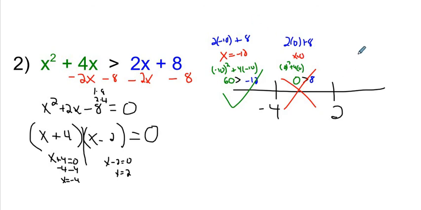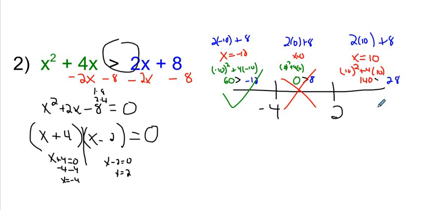Again, big surprise, I'm going to pick 10. It's just an easy number to work with. So we have 10 squared, and then plus 4 times 10. That's going to give us 100 plus 40, or 140. And then for the other one, I have 2 times 10 plus 8, which is 28. And so the question is, using the inequality in the problem, we have a greater than sign. Is 140 greater than 28? It is.